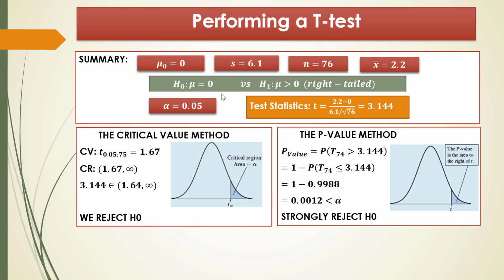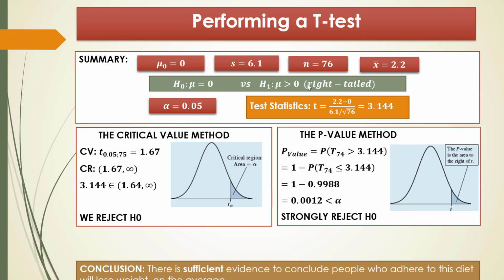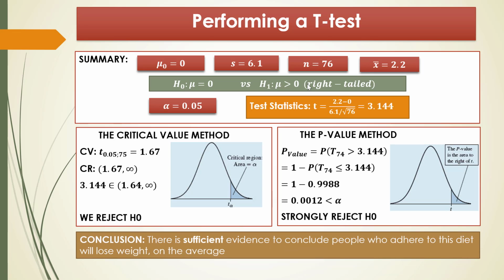So we reject the null hypothesis. We have enough evidence to reject the null hypothesis. That means we accept the alternative hypothesis. So people who adhere to this diet will lose weight on average. So conclusion, there is sufficient evidence to conclude that people who adhere to this diet will lose weight on the average.